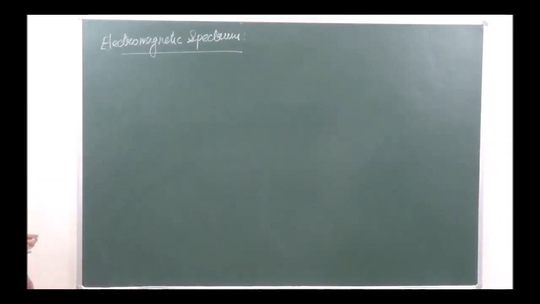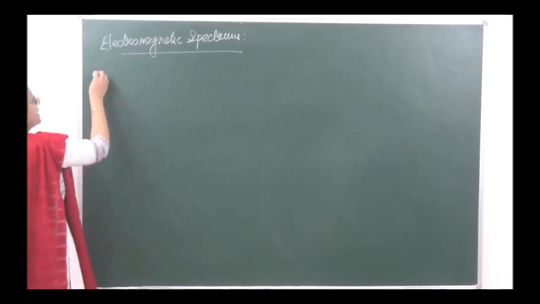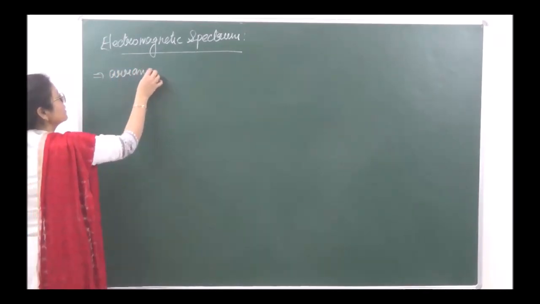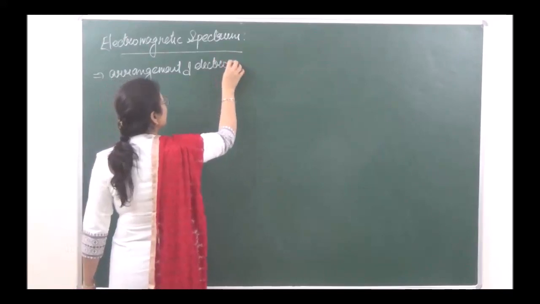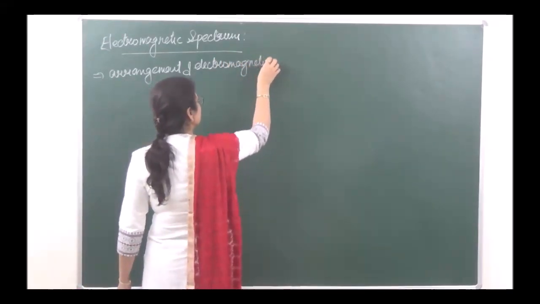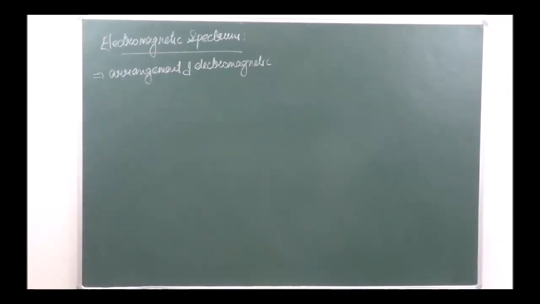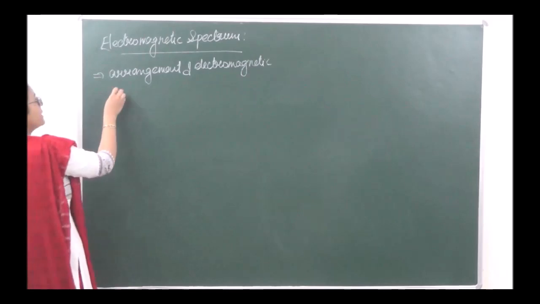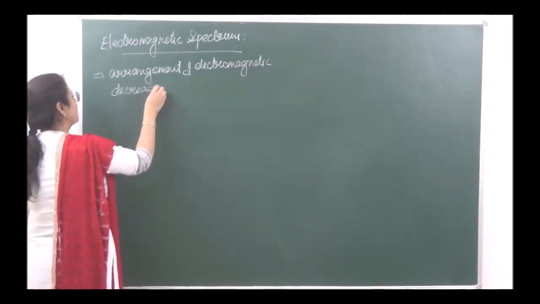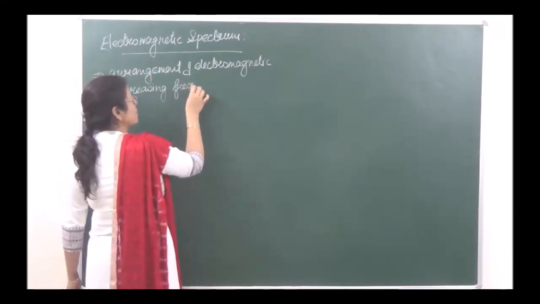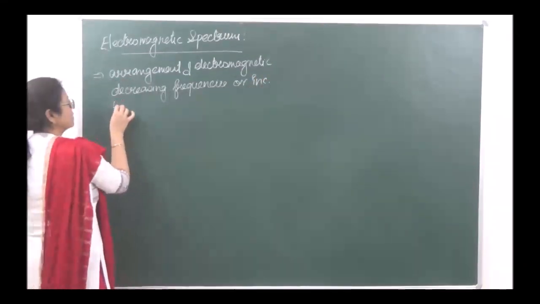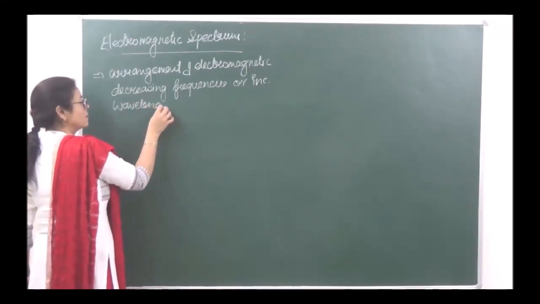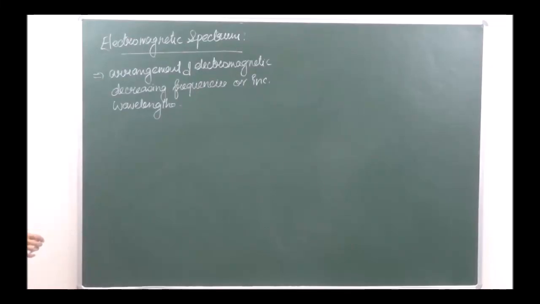Electromagnetic spectrum. What do we understand by electromagnetic spectrum? Electromagnetic spectrum is the arrangement of electromagnetic radiations in order of their decreasing frequencies or increasing wavelengths. Right? In order of decreasing frequencies or increasing wavelengths, that is what the electromagnetic spectrum is.